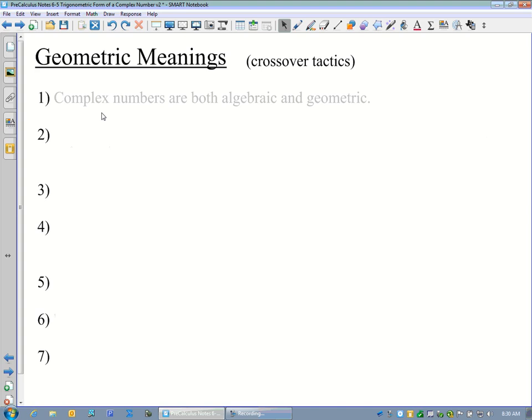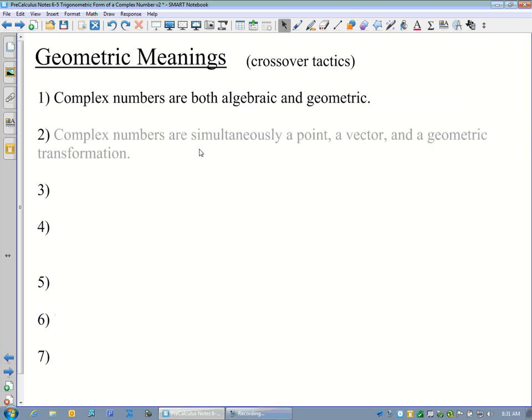With complex numbers, the great thing about them is they are both algebraic and geometric. They represent the x plus yi, and they also represent the legs of the right triangle. In addition, complex numbers are simultaneously points on the plane. They're vectors because they have magnitude and direction. And they can be thought of as geometric transformations as well. So that gives us a lot of latitude, a lot of ability to look at things differently.